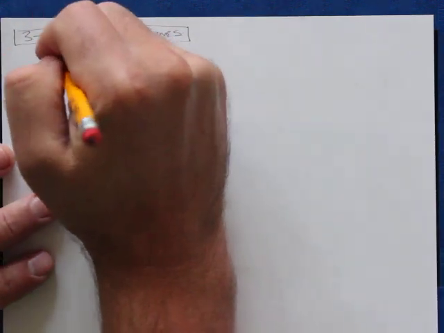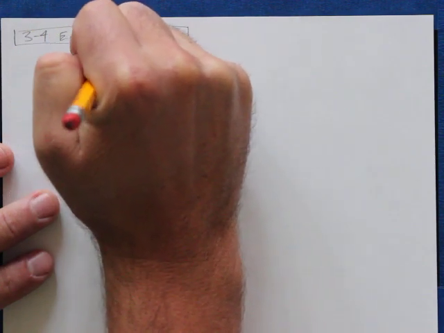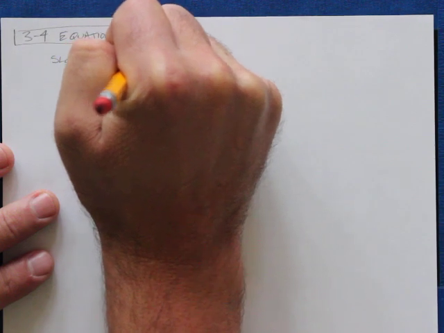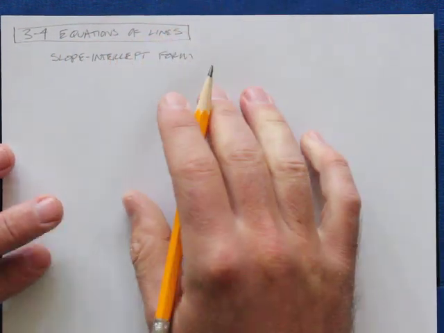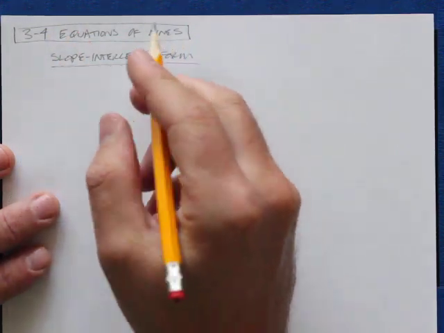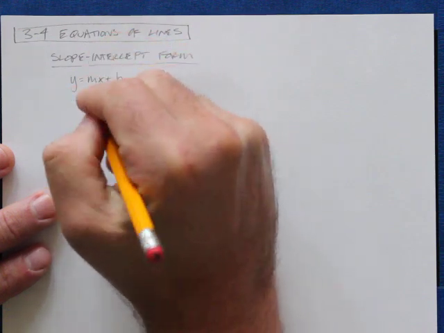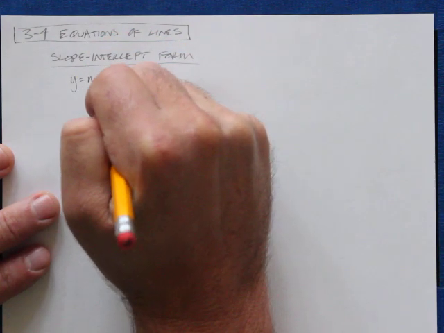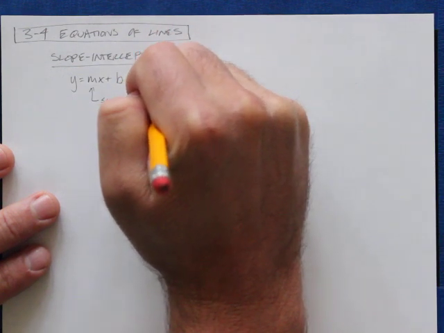So one equation that we use is called slope-intercept form. And slope-intercept form looks like this: y equals mx plus b, where m is the slope and b is the y-intercept.